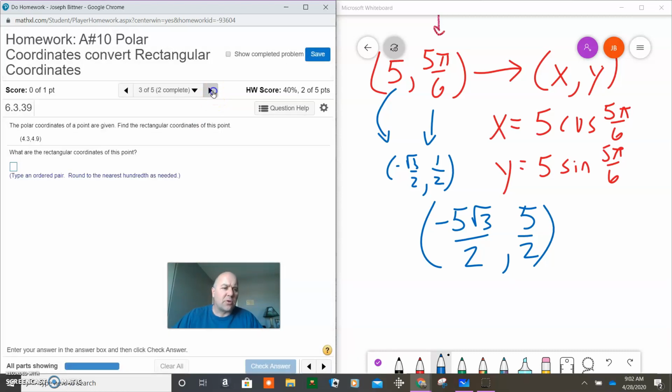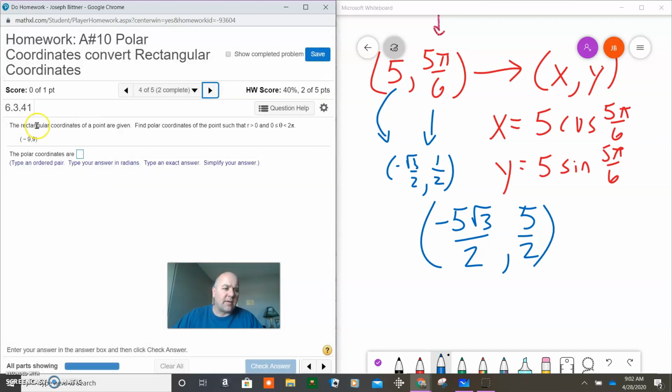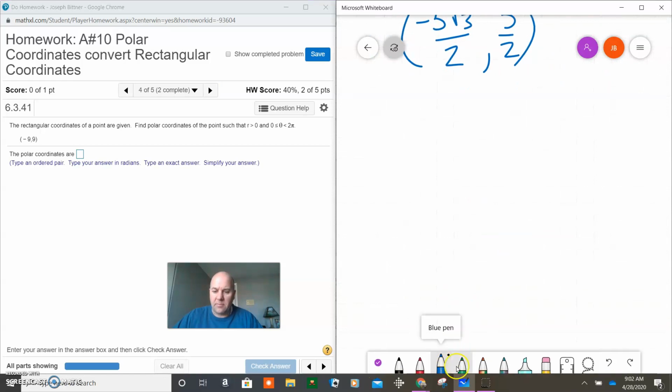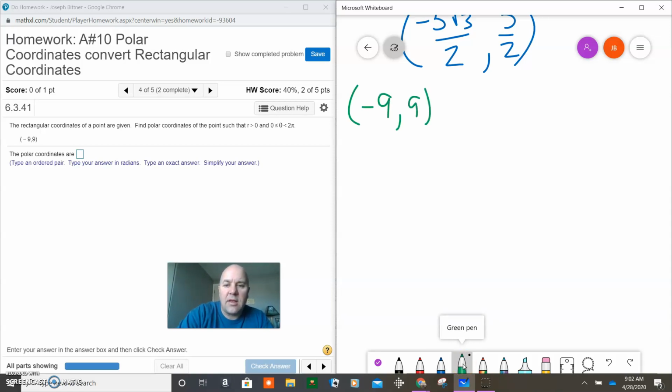Let's do a problem where we're trying to convert rectangular into polar, just so you can see the characteristics of what's going on. Let me scoot this up again. I'm going to finish it up with the green color here. So they're giving me negative 9, 9. That's the x and y value. And what I'm trying to find is the polar. I'm trying to find r and theta.